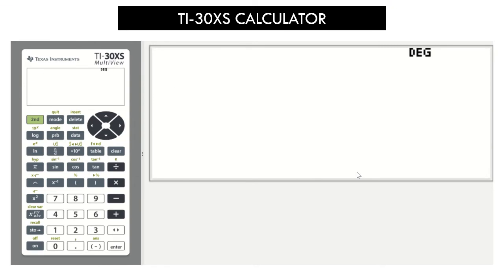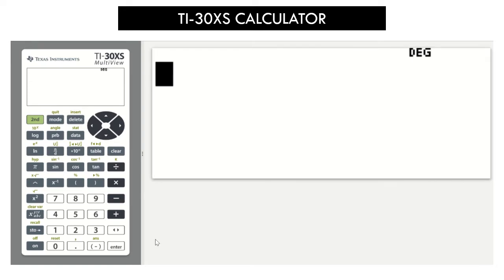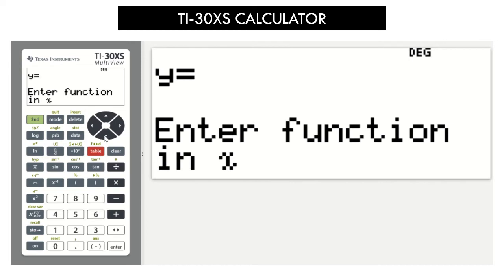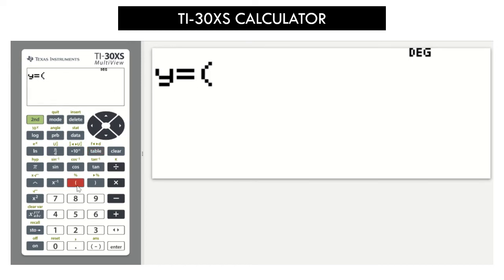Here is how to get a table of values on the TI-30XS calculator. In order to get to the table, we want to go to the table button. And we're going to enter in our function exactly how it's typed on the paper. So parentheses, x, which is this button right here next to the 4, + 1, and then parentheses.